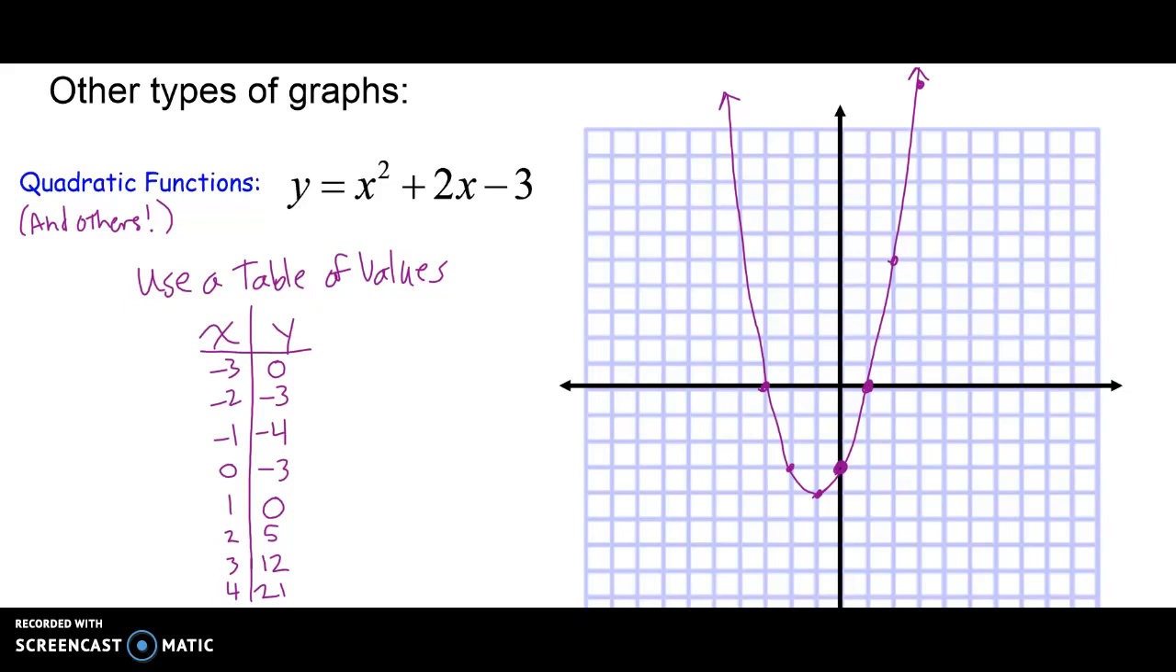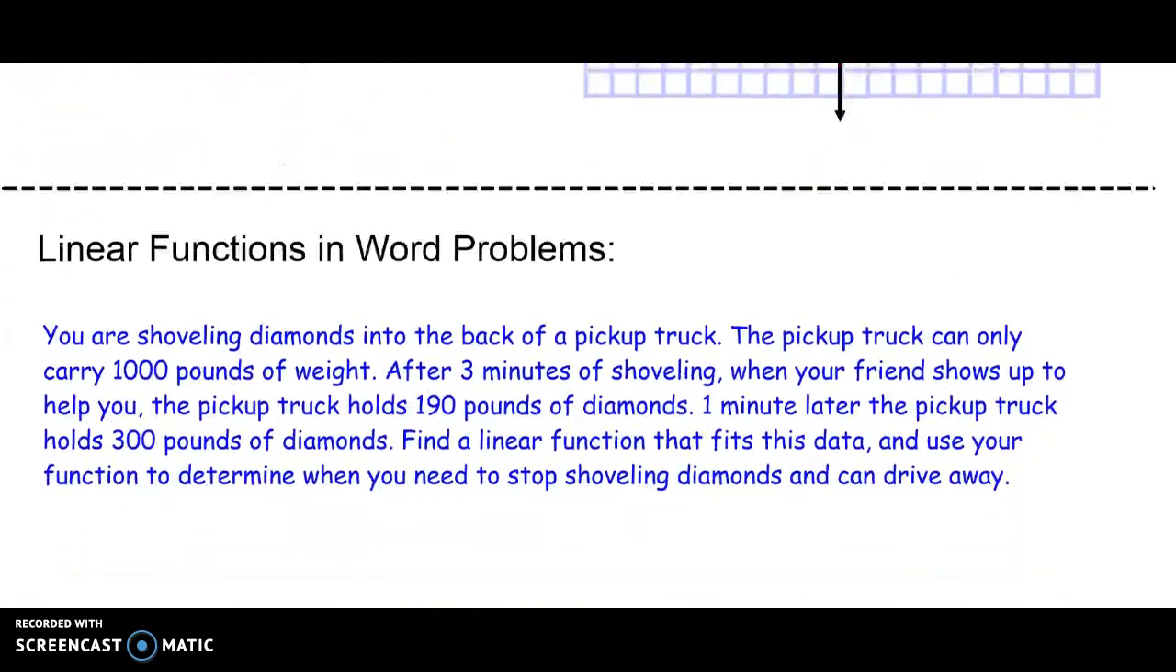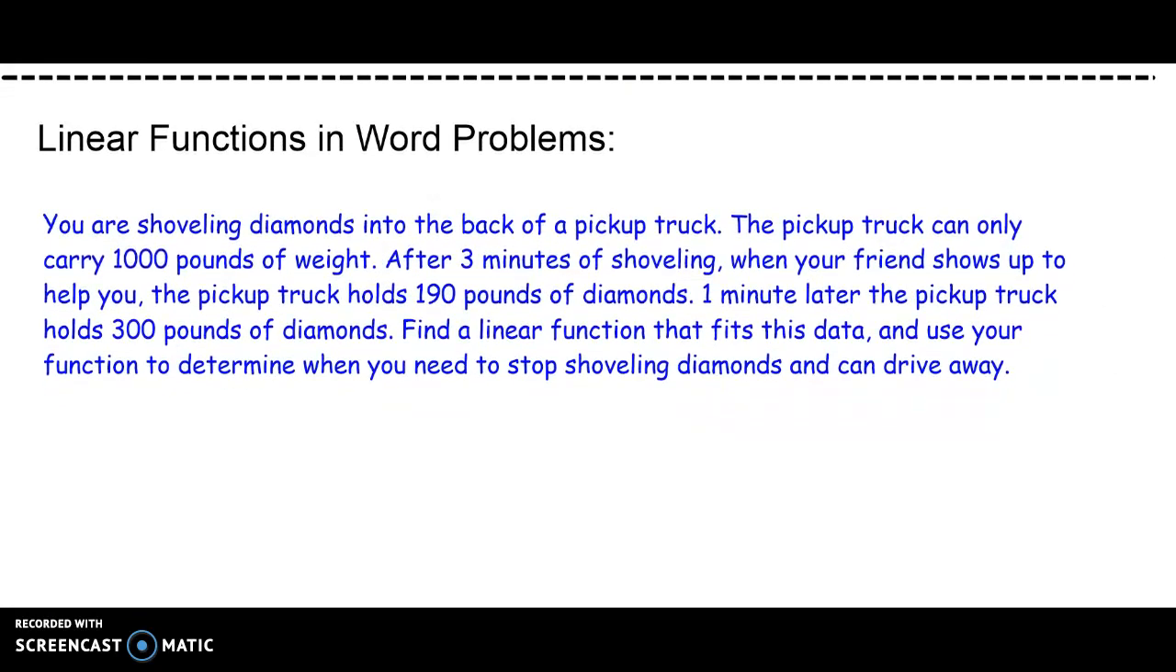The other situation where graphing is going to happen, it's going to happen in a little bit more of a subtle fashion, a little bit more of a background sort of fashion, and that is word problems. The idea here in this word problem is a fairly straightforward one, and it's obviously made up and just for fun. You're shoveling diamonds into the back of a pickup truck. It can carry 1,000 pounds of weight. After 3 minutes of shoveling, you've got 190 pounds there. A minute later, it's up to 300 pounds because your friend is a really fast shoveler, it looks like.